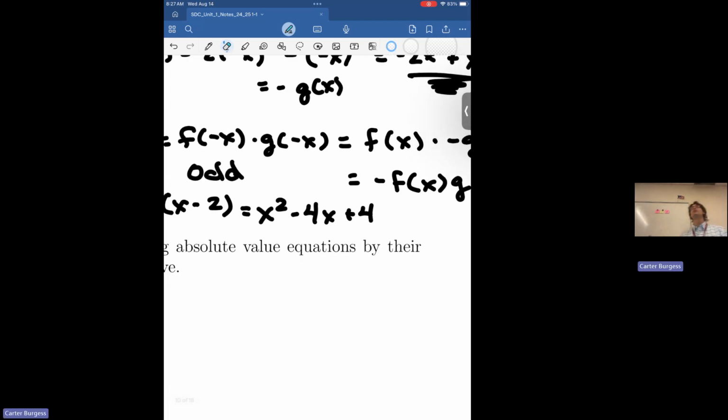Because here, looking at what we have, what's going to happen when I plug in -x? So the -4x bit is going to act like an odd function. It's going to change to a +4x. What's going to happen to my x squared? It's going to stay the same. And what's going to happen to my +4? It's also going to stay the same. So this bit's going to act like an even function, this bit's going to act like an odd function, and then this bit's going to act like an even function.